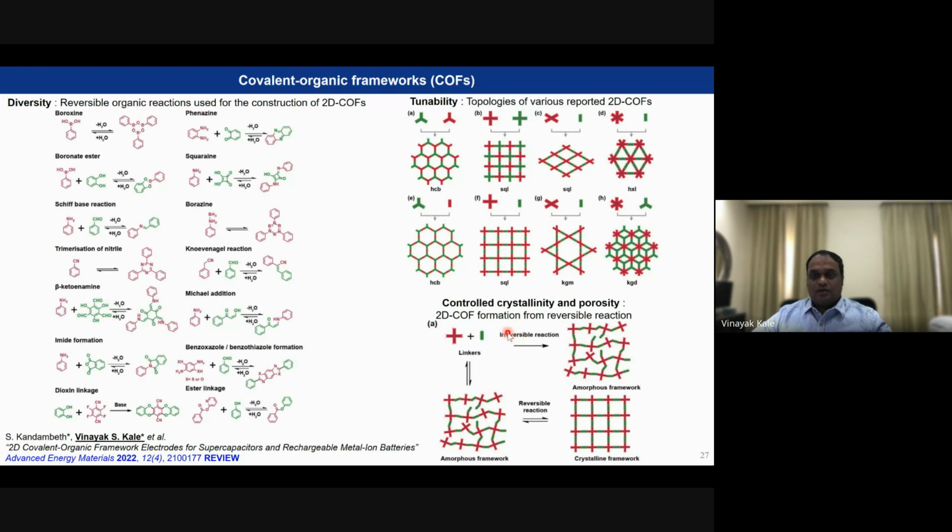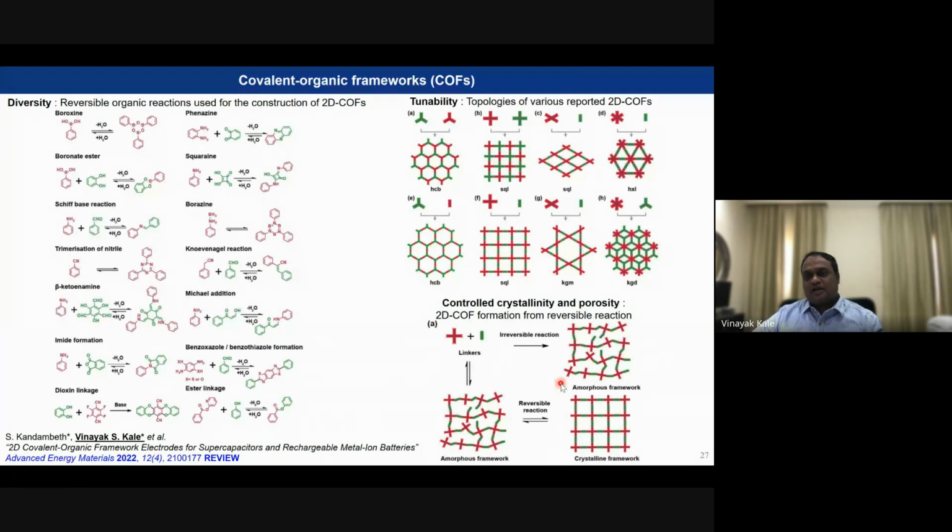Now here we can control the crystallinity through the reversible reaction formation. First, we can make the reversible reaction, that is the amorphous network, and again we can tune the conditions and make it more aligned or the more crystalline form. So it can be arranged regularly.